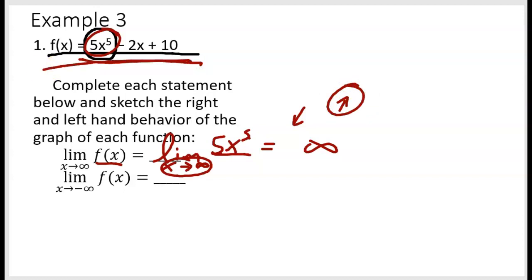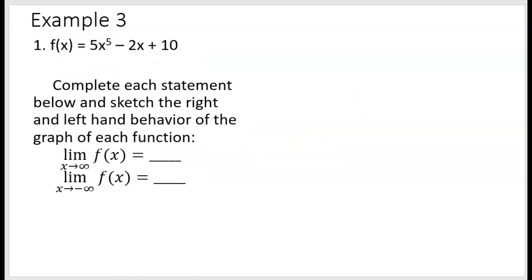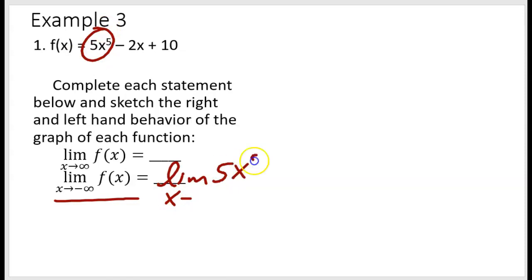If you want to find the end behavior of a polynomial, all you do is look at the first term and then do what we've been doing for the rest of the day. Let's take a look at number 2. What's the limit of my function at negative infinity? That's going to be the same thing as the limit of just the front term at negative infinity, because that front term is the one that really determines what happens.